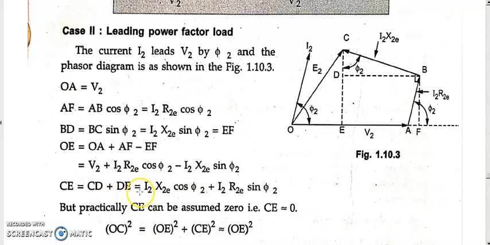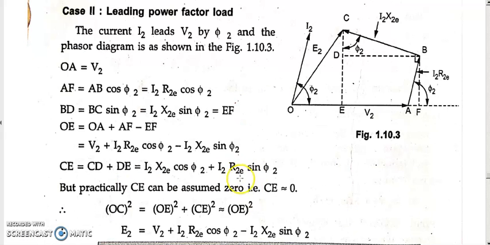So that's why you can see here FB is equal to AB into sine phi 2, and again FB is equal to DE. So AB into sine phi 2. So AB is nothing but I2 into R2E, and sine phi 2. So that's why DE is equal to I2 R2E sin phi 2.